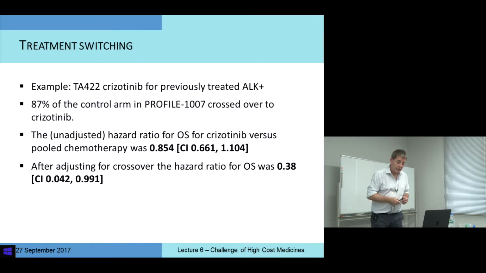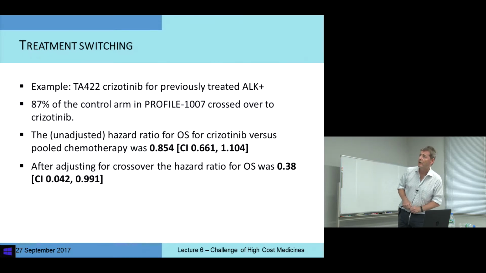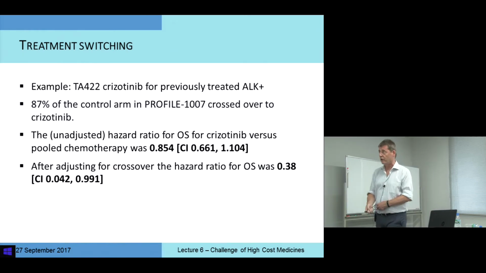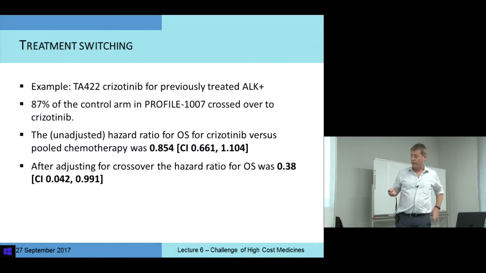Here's an example. This was crizotinib. So this was just a few months ago, or last year actually. Crizotinib for previously treated ALK-positive cancer. 87% of the control arm in the main trial, PROFILE 1007, 87% crossed over to crizotinib. And if you didn't adjust the hazard ratio, so you didn't allow for crossover, the estimated hazard ratio was 0.854, with a confidence interval actually quite either side of 1.